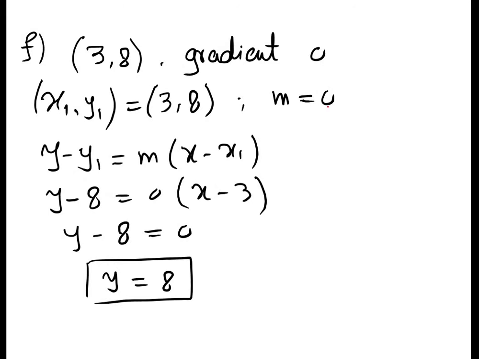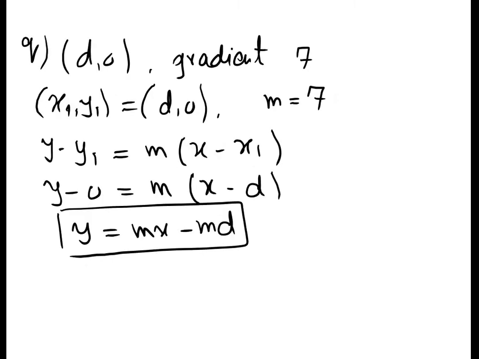When the gradient is 0, m is equal to 0. So y minus y1 is equal to m into x minus x naught. It doesn't matter what you have over here. If m is 0, 0 multiplied by anything is 0. So this part is 0. So you have y is equal to 8.